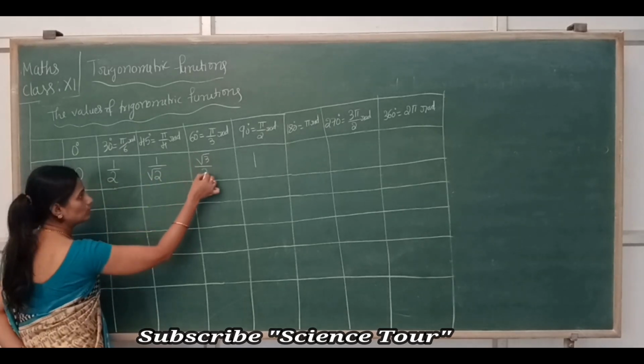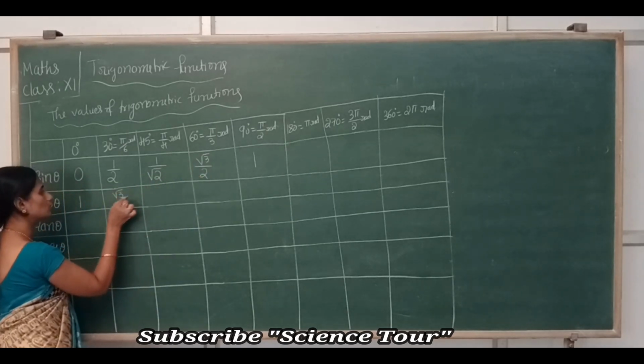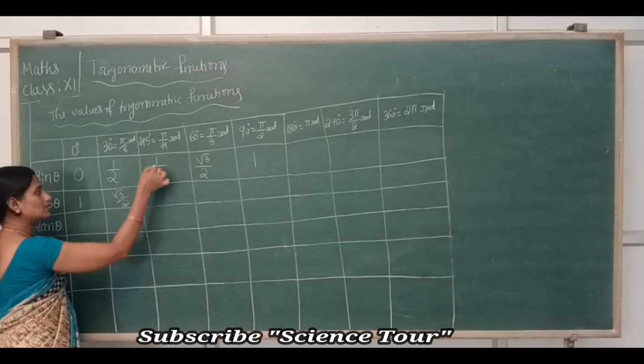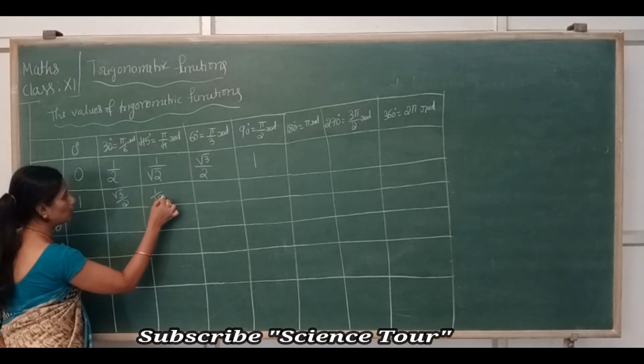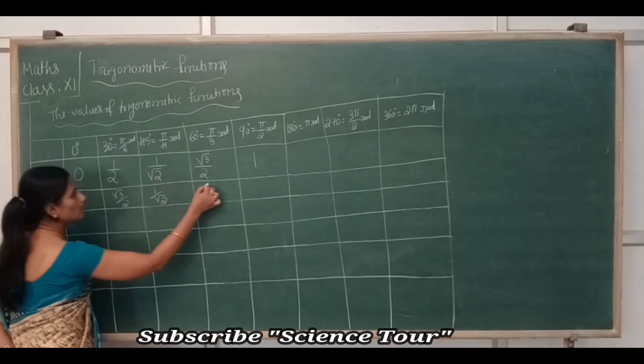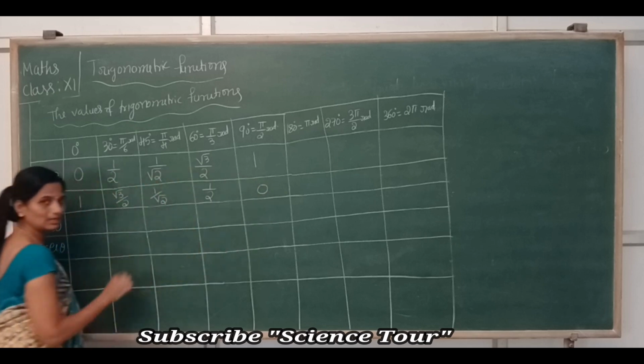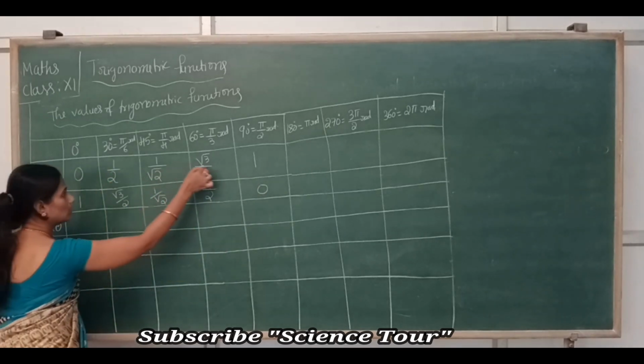Next this root 3 by 2, here it is root 3 by 2. So I am coming from that side. Next this, say 1 by root 2. Next is 1 by 2. Next is 0. Clear? Remember this value.